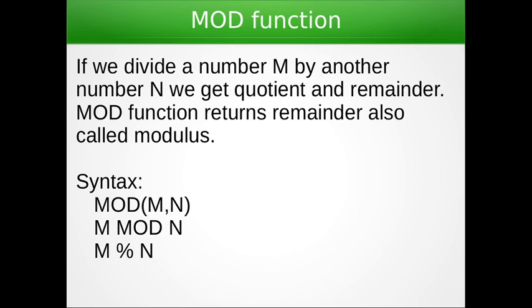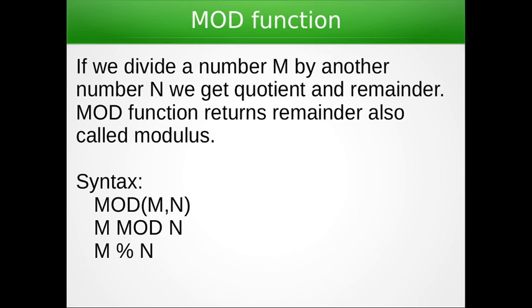Now first we will discuss mod function. What is mod function? If we divide a number m by another number n, we get quotient and remainder. Mod function returns remainder, also called modulus. Now the syntaxes are: first one, mod first number comma second number. Next, first number mod second number. Next, mod can be replaced by percentage sign also.